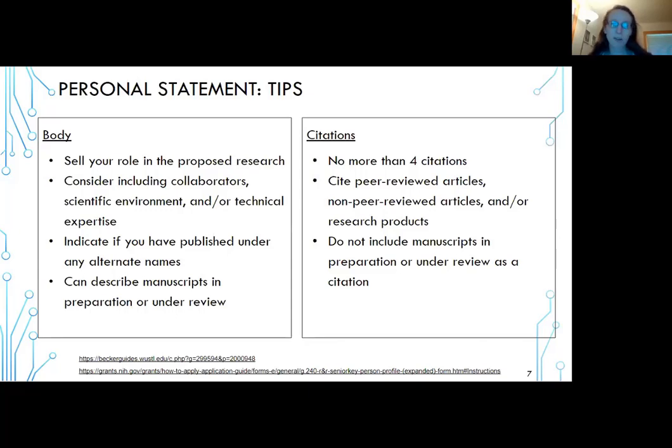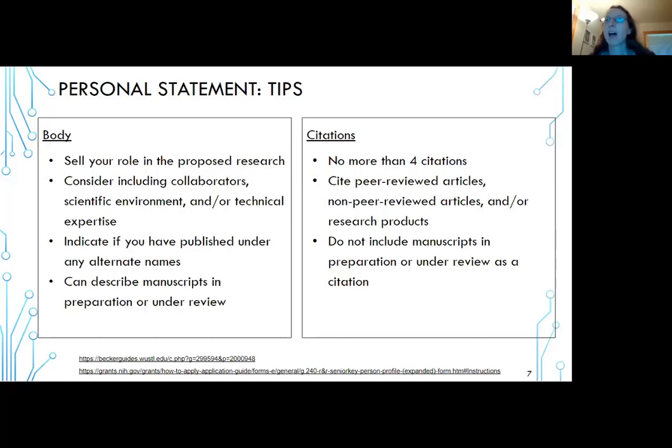Now, as part of the personal statement, you can include up to 4 citations that go with that personal statement. These citations can be peer-reviewed articles, non-peer-reviewed articles, and/or research products. Examples of research products are patents, data, and software. Preprints also count as one of these research products. A preprint is a draft of an article that's been made publicly available before undergoing the peer review process.